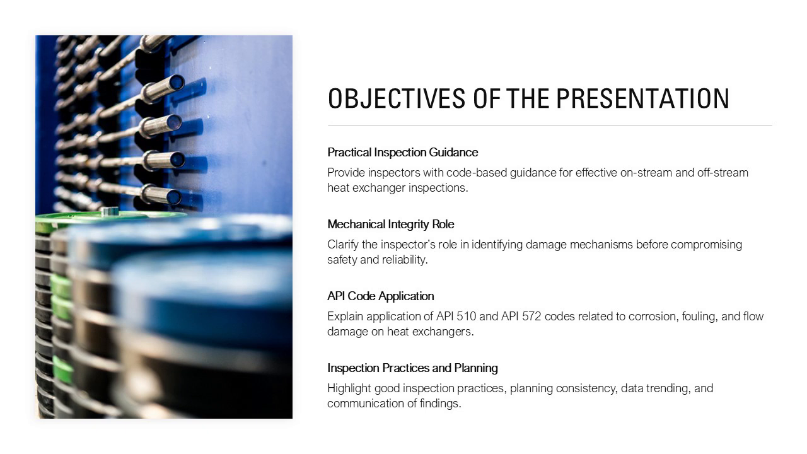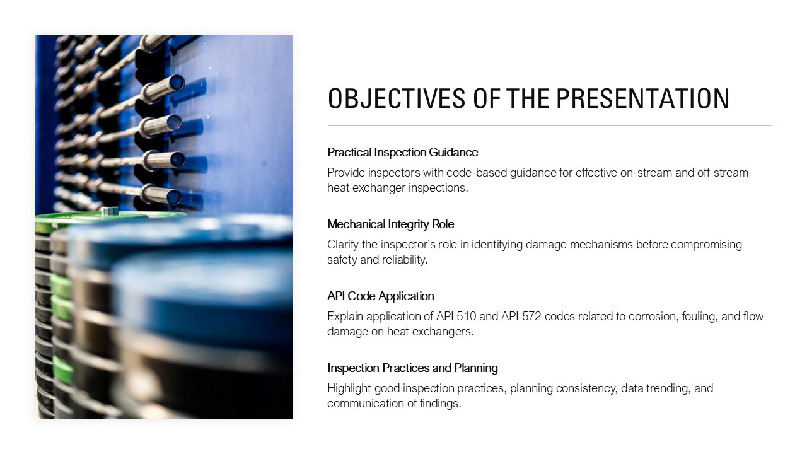Another objective is to explain how API 510 and API 572 requirements are applied specifically to heat exchangers, which often experience complex corrosion, fouling, and flow-related damage on both shell and tube sides. The presentation also aims to improve consistency in inspection planning and execution by outlining typical inspection activities, tools, and data requirements for each inspection type.